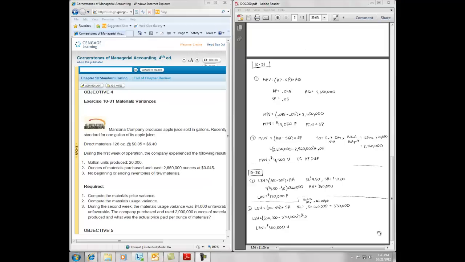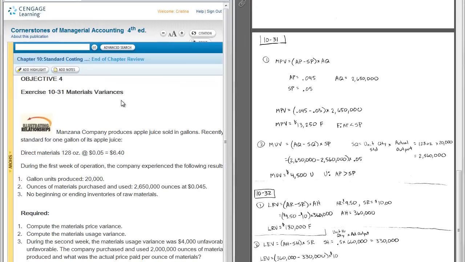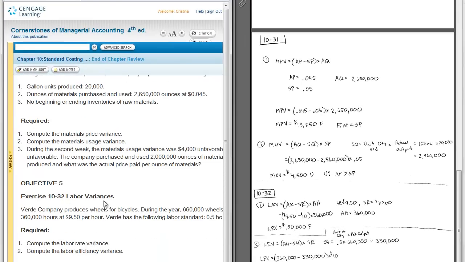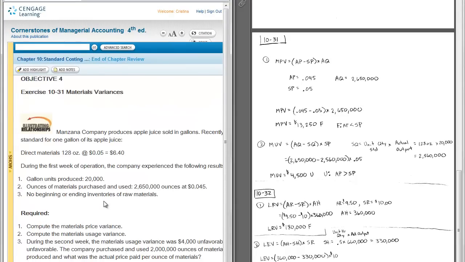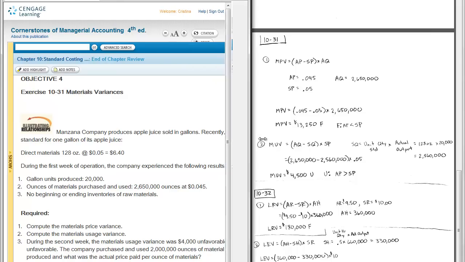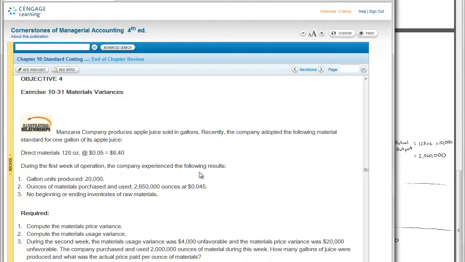Now going to take a look at exercises 10-31 and 10-32. So kind of switching gears a little bit here, taking a look at material variances, then also taking a look at labor variances. You may have noticed there's quite a few equations in this particular chapter, so it's important when you start a problem to first identify what exactly is the problem asking for and what equation or set of equations might apply. So we can expand out the chapter here.